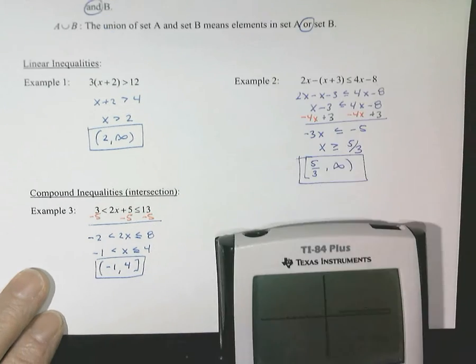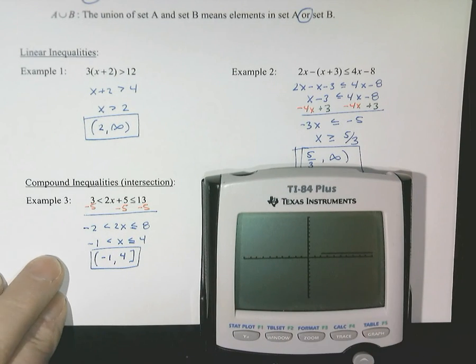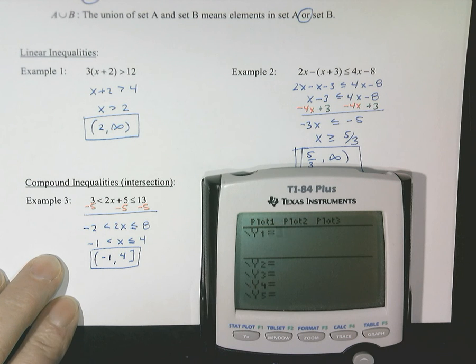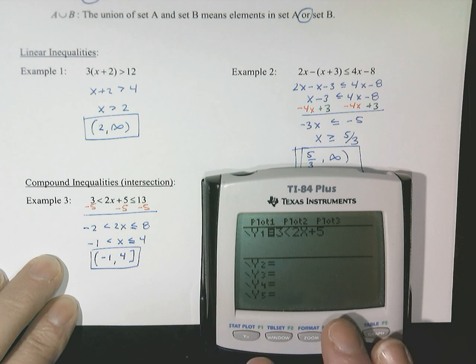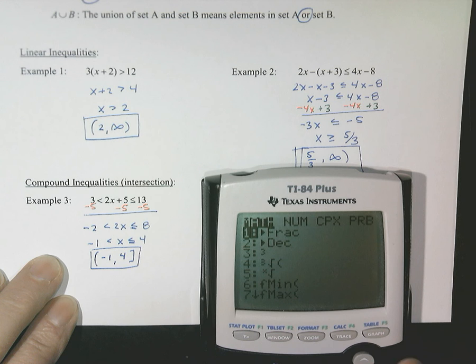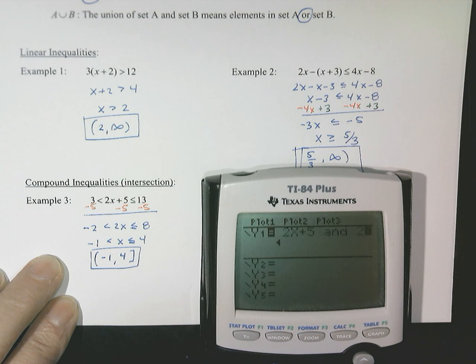work. If I want to check this one here, the compound inequality, it has to be done a little bit differently. I'm going to say 3 less than 2x plus 5. But then I cannot just do another inequality. This calculator won't let me do that. So I'm going to go to second math, logic. I want the and. I have 2x plus 5 less than or equal to 13.